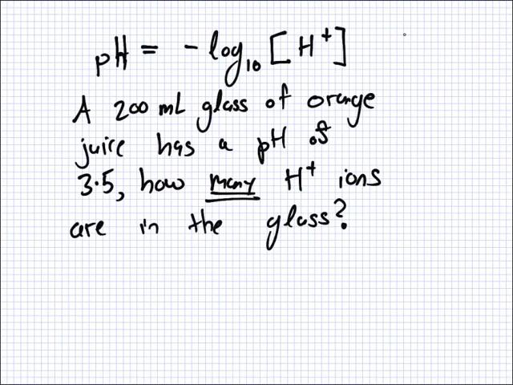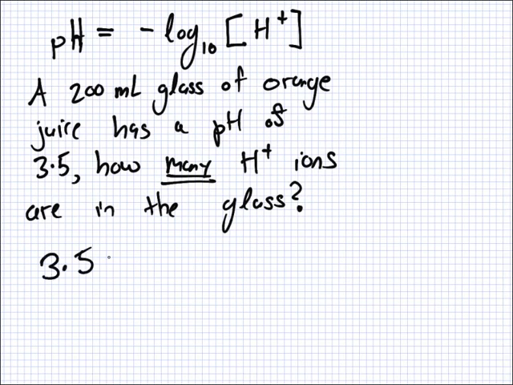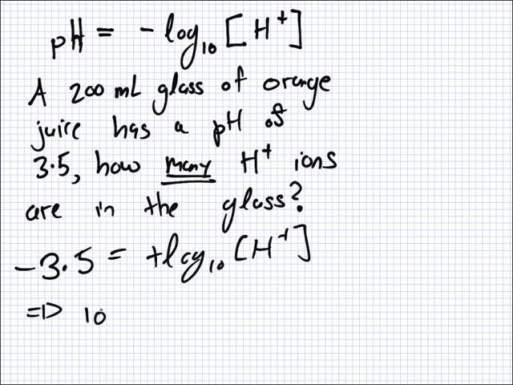Got it, Ming? How many are there? Minus four? Sounds small, but it's 10 to the minus four. Let's have a look. So look, the pH is 3.5, right? So that's equal to minus log base 10 of H plus. So I'll take the minus to the left: 10 to the power of minus 3.5 equals H plus.